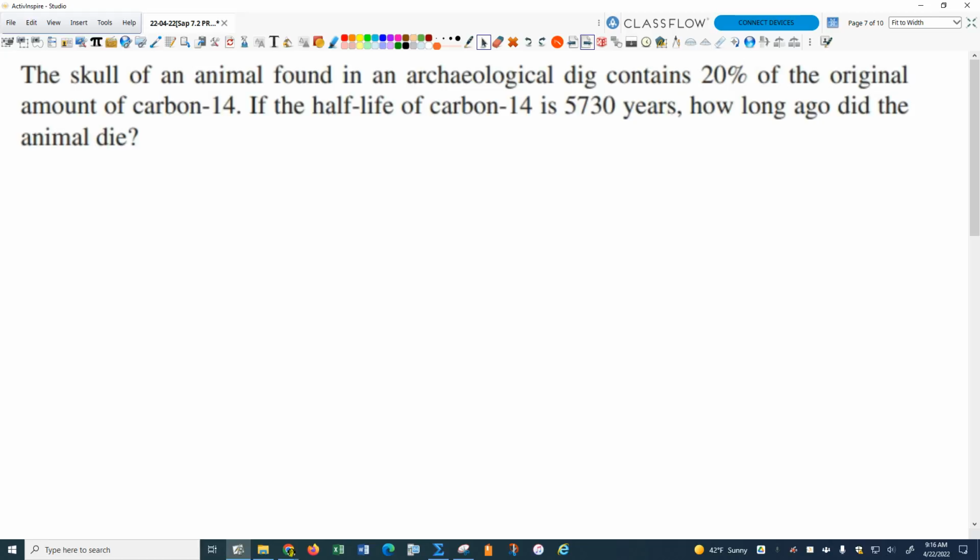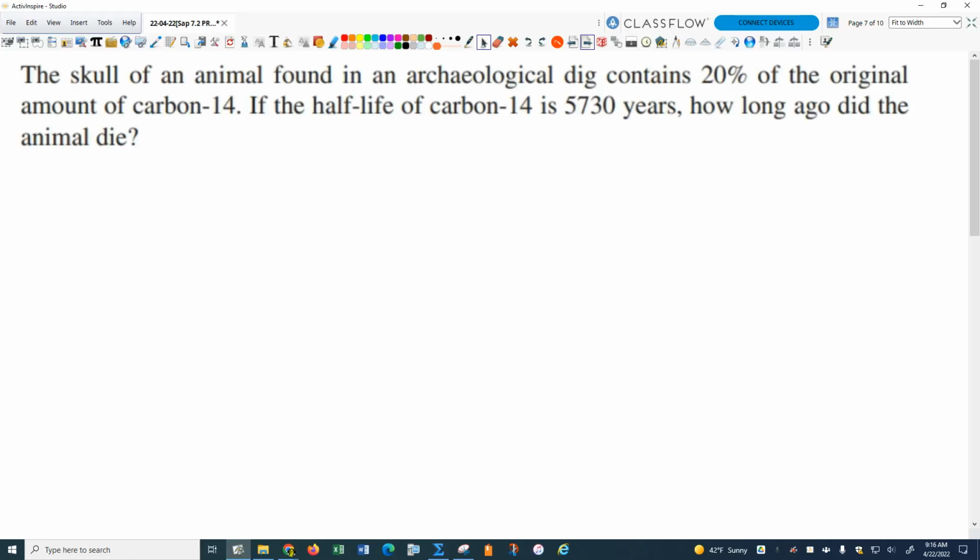But we measure it using some technique, and we find it contains 20% of the original amount of carbon-14. So if we compare that to a modern skull, it's only got 20% of the amount of carbon-14 that a modern skull has. We know the half-life is 5730 years. How long ago did the animal die? Okay.